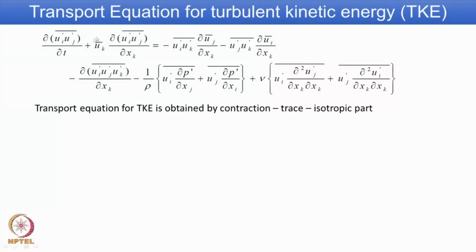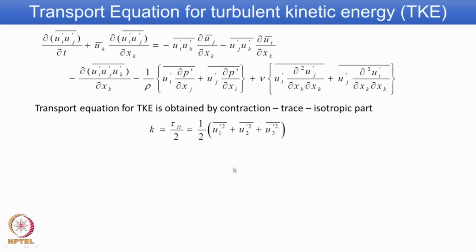So, when you say trace or contraction for a second order tensor, then you consider only the isotropic part, along the diagonal. So, in this equation if I substitute the same value for the index i as well as j, so i equal to 1, j equal to 1, i equal to 2, j equal to 2, i equal to 3, j equal to 3, then I will get 3 equations corresponding to 3 normal stresses. Now, you sum them together, that will give you the turbulent kinetic energy k.